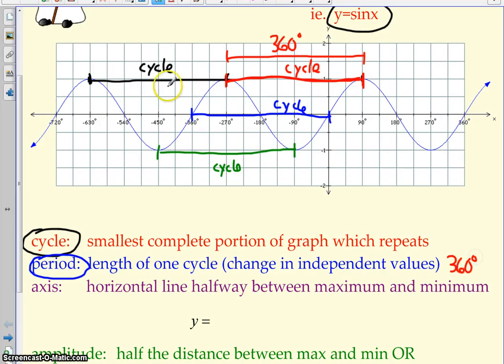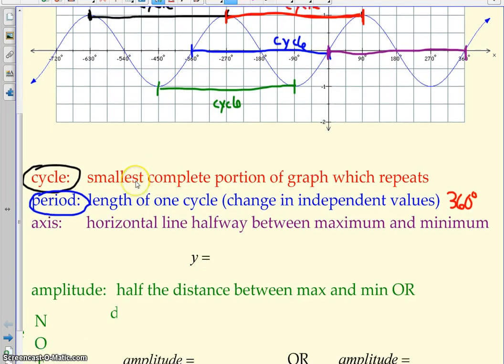And again, since all the cycles we choose should be the same length, it doesn't matter where we go from, we should get the exact same answer. So let's just say I decided to start here at 0 and go all the way out here. You'll see once again I have a cycle of 360 degrees, a period of 360 degrees covering that one cycle. Okay, and so that's cycle, that's period.